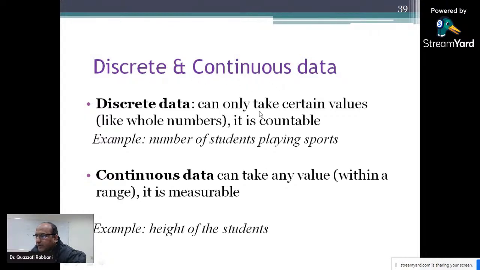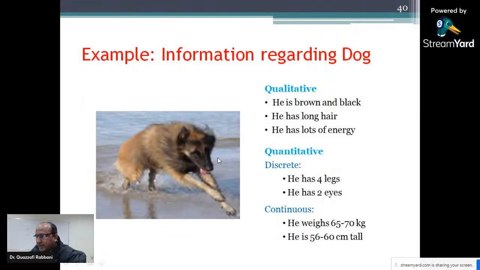Discrete can only take certain values and it is countable. For example, the number of students playing sports. And continuous data can take any values. It is measurable. For example, the height of the students. Now, next, these qualitative and quantitative data can also be explained with an example.